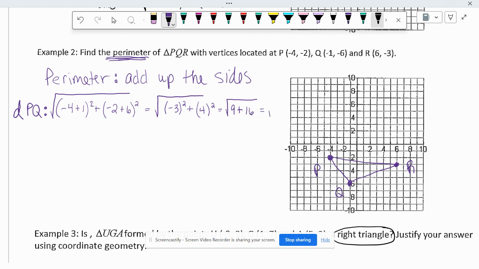9 plus 16 is 25, and what is the square root of 25? So I'm going to label that in my drawing. This is 5 units. For those of you that I typically give filled out notes, I'll make a copy of these.